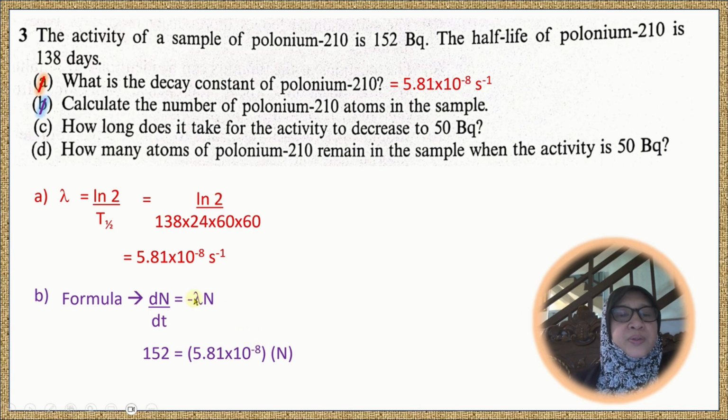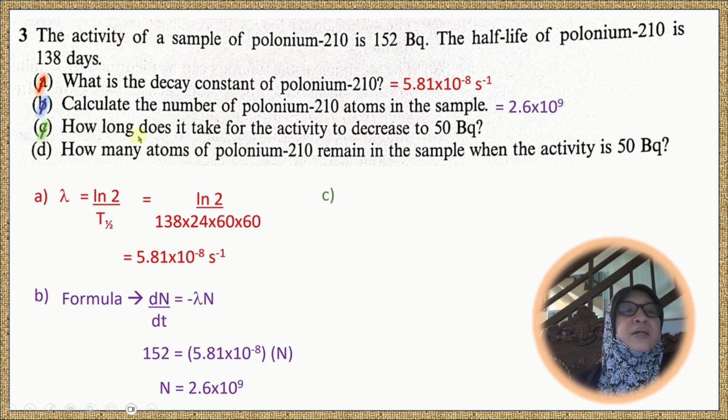the N. So we just want to find the N. Here the rate is negative, the negatives cancel out already, so it becomes positive. So N is 2.6 times 10 to the power of 9. Okay, so that's the number of polonium-210 atoms in the sample. This is the number of atoms that haven't decayed yet. Okay, next question is C.